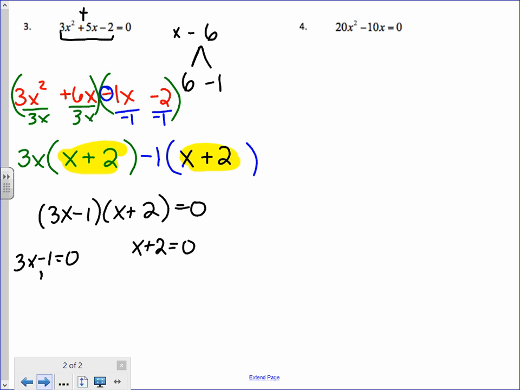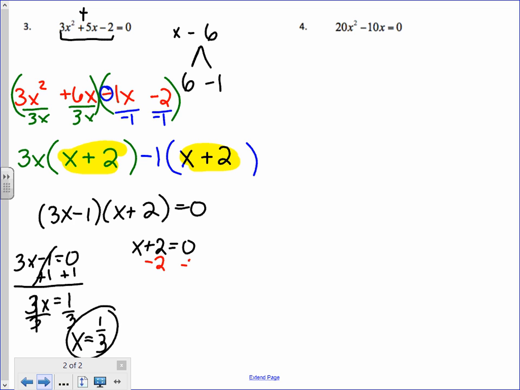So on the left here, I'm going to add 1 to both sides, and I'll get 3x equals 1. And then I'm going to go ahead and divide by 3. So one of the solutions is x equals 1/3. My other factor, I just go ahead and subtract 2 and get x equals negative 2 as a solution.